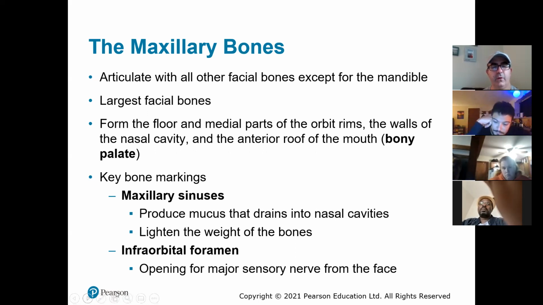And then infraorbital foramen. Anytime you see this word foramen, it means a hole. So the infraorbital foramen, where do you think that hole is? Where's infraorbital?